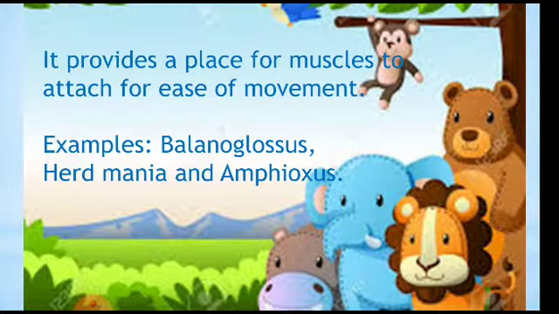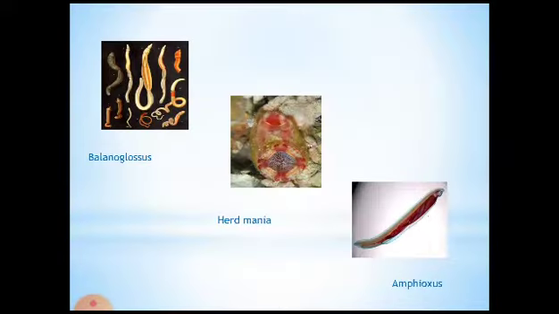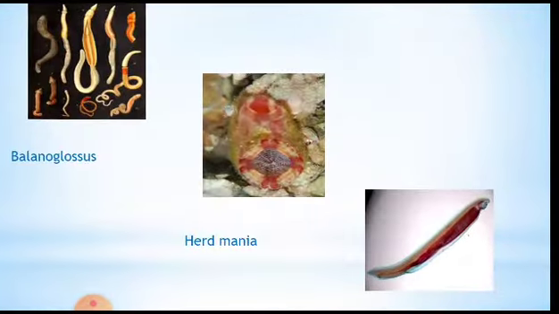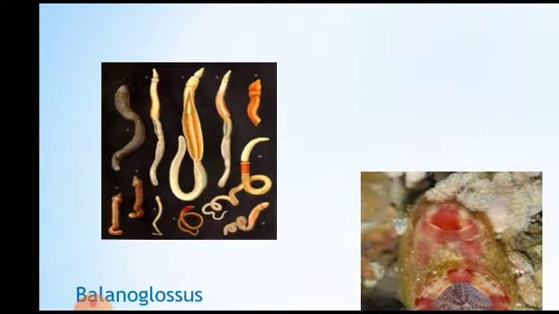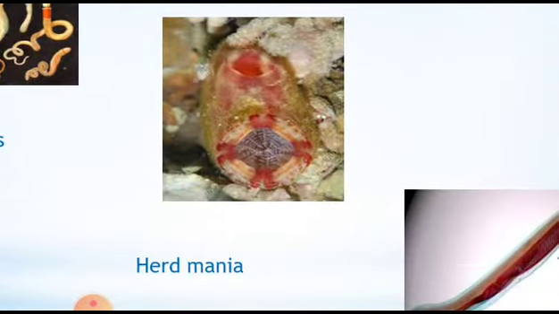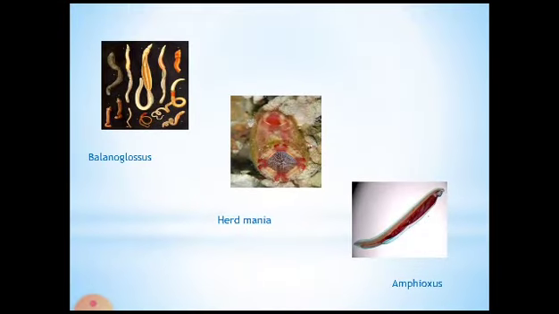The examples are Balanoglossus, Herdmania and Amphioxus. The words are new for you. These are the examples of the phylum. You can see here they look like worms, but they are not worms. Here is the figure of the Balanoglossus, here you can see the Herdmania, and the third figure is of the Amphioxus. They look like worms but they are not.